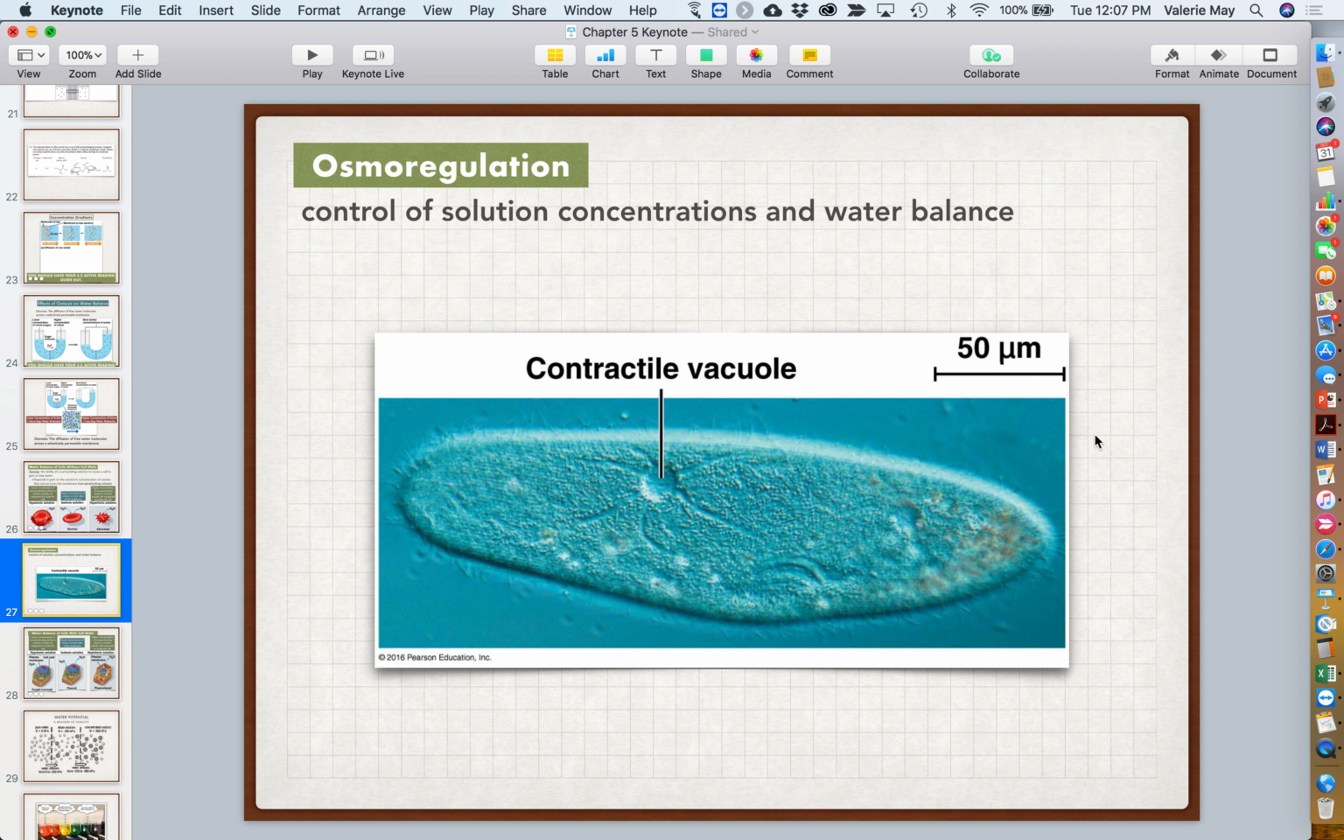Remember, our paramecium lives in fresh water, low solute concentration, so it's hypotonic out here. Water is constantly coming in, coming in, coming in, so they need that contractile vacuole to pump it out, pump it out, pump it out. And we saw the video of what happened when the contractile vacuole wasn't functioning. The paramecium swelled and burst.